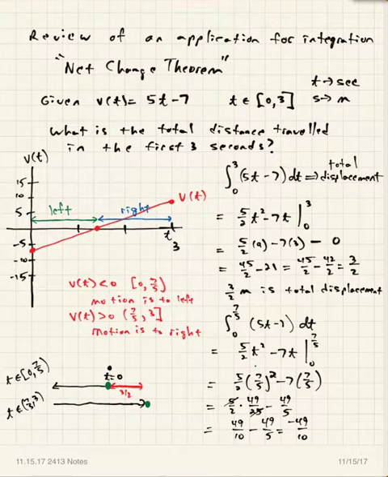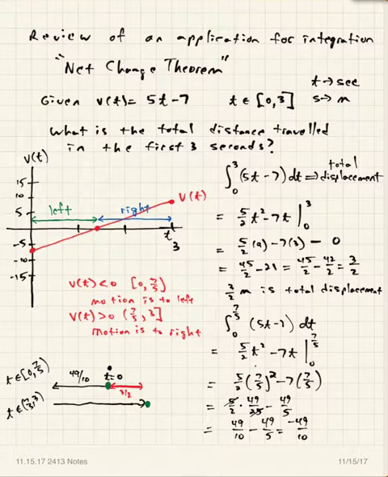So the negative 49 tenths tells us that in the first 7/5 of a second, the object has gone 49 tenths of a unit to the left. And so here's our 49 tenths. The object has moved 49 tenths of a unit this direction to the left. And then you can see what the other direction's got to be.